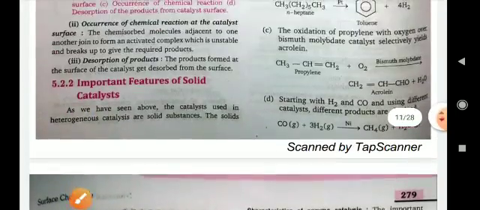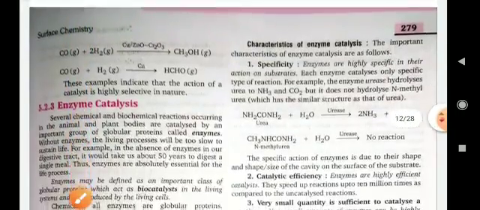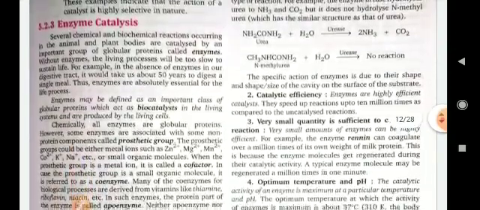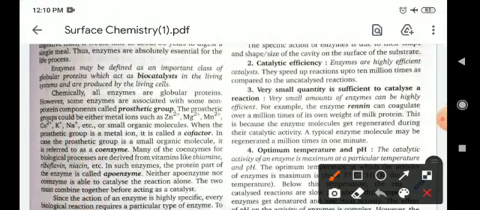Okay. Now come to enzyme catalysis. Enzymes may be defined as an important class of globular proteins which act as biocatalysts in living systems, and this is known as enzyme catalysis.